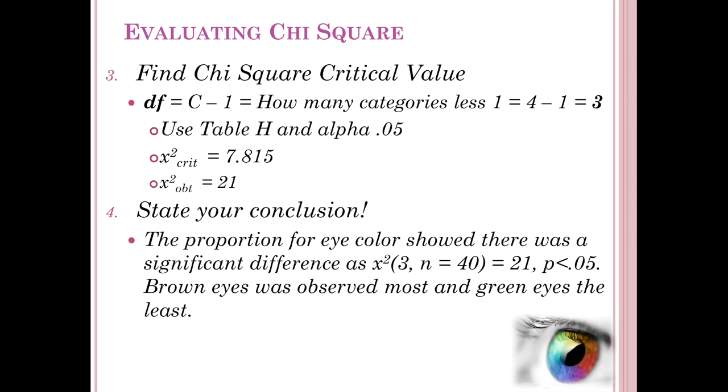APA-wise, right, just kind of read along with this. It says, this researcher ran a chi-square analysis with 3 degrees of freedom, so they had 4 categories, and they had 40 people in their study, gave them a test statistic of 21, the p-value being less than 0.05, so we rejected the null hypothesis. And then you kind of have to pull back a little bit and say, okay, what were our high and low watermarks? Well, brown eyes was observed the most, and green eyes the least.